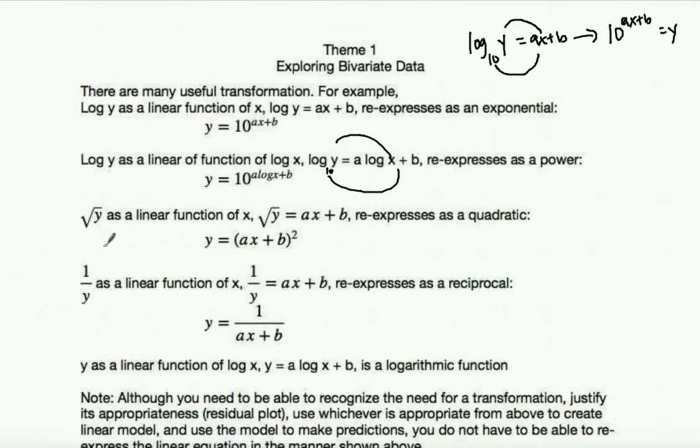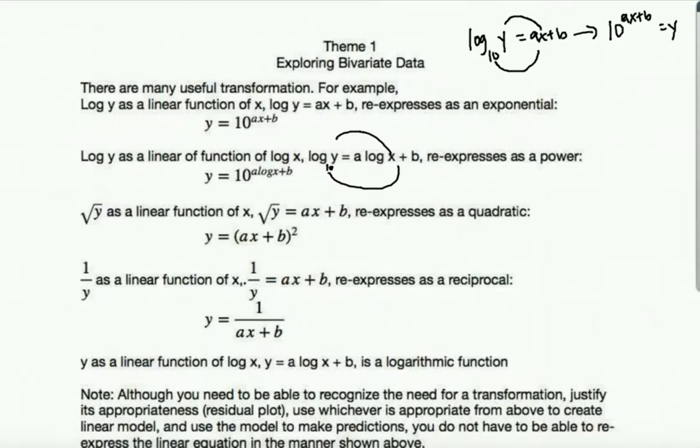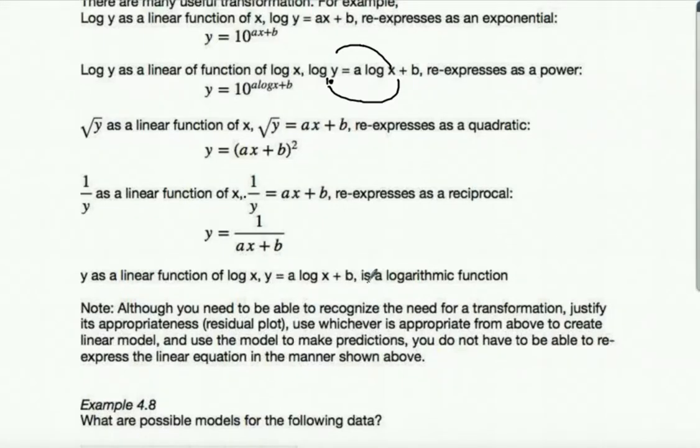square root of y as a linear function of x would be solving for y, trying to get y by itself, squaring both sides. So that's how we end up with this. It re-expresses as a quadratic. 1 over y, solving for y, you would need to multiply both sides by y, and then divide by the ax plus b to get that by itself. And so it would re-express as a reciprocal. And y is a linear function of log x would be a logarithmic function. Y equals a times log x plus b.